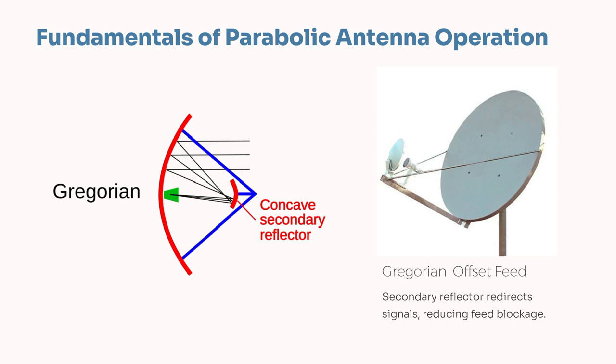By using a concave secondary reflector, the Gregorian design can fold the optical path, making the antenna more compact than other designs. Reduced feed blockage: the feed is positioned away from the main reflector's aperture, which minimizes any interference and blockage from the feed structure. Enhanced gain and focus: the double reflection through the primary and secondary reflectors allows for precise focusing, resulting in high gain and improved performance for long-distance communication.